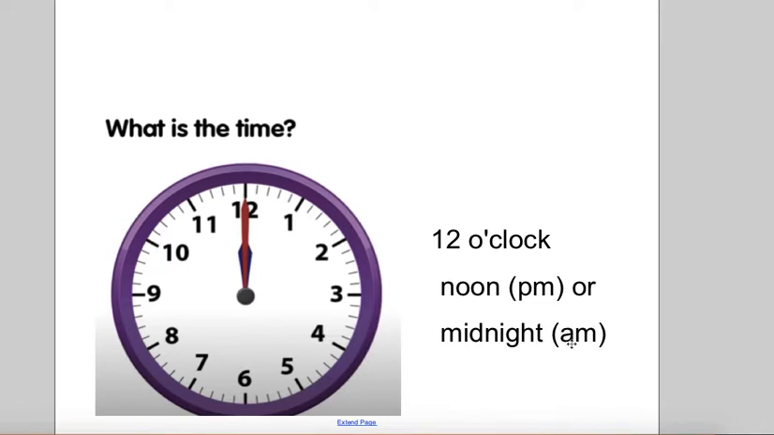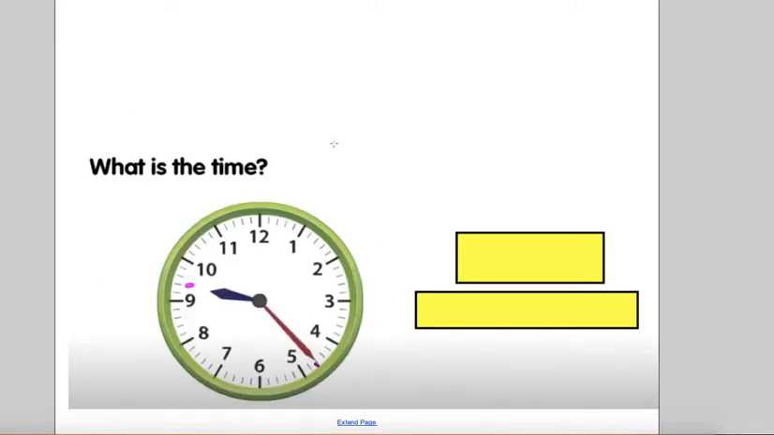So even though we're sleeping at 12 a.m., 1 a.m., or 2 a.m., or I hope you are, that is the start of the morning hours. So we will look closely at p.m. and a.m. while we're telling time.